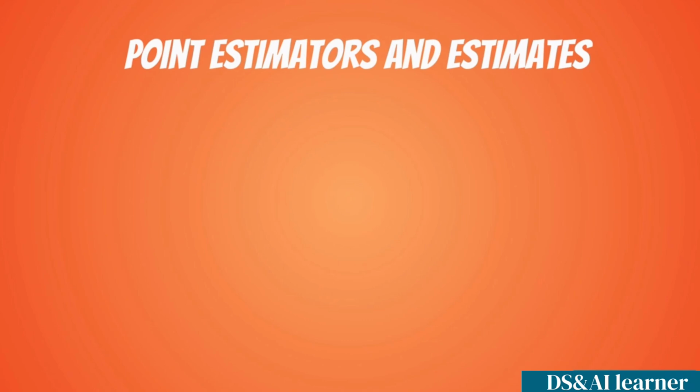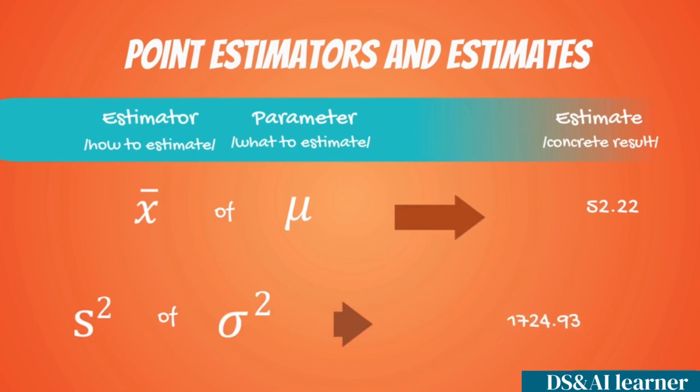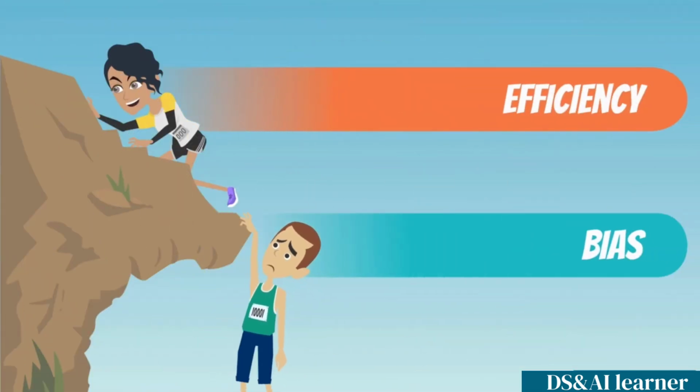Sure we have. The sample mean x bar is a point estimate of the population mean mu. Moreover, the sample variance s squared was an estimate of the population variance, sigma squared. There may be many estimators for the same variable. However, they all have two properties: bias and efficiency.